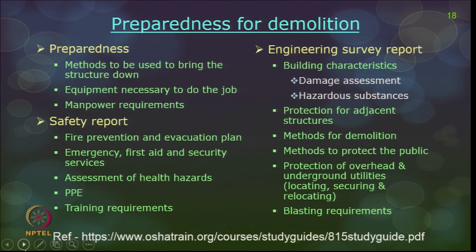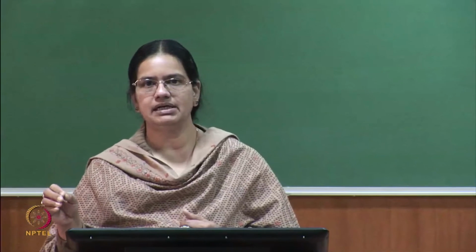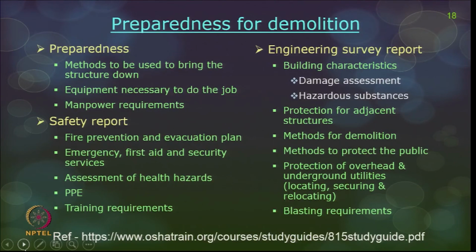The engineering survey report should talk about the building characteristics, the damage level which has happened in the building, the strength of the building, the retained building, hazardous substances present inside the building, and when demolition has to happen. Protection of adjacent structures: whether underpinning has to be done onto the remaining structures when you are demolishing the particular structure, and even the choice of the equipment used for demolition is also based on the location and type of your adjacent structures.